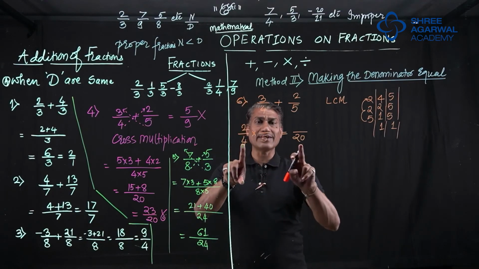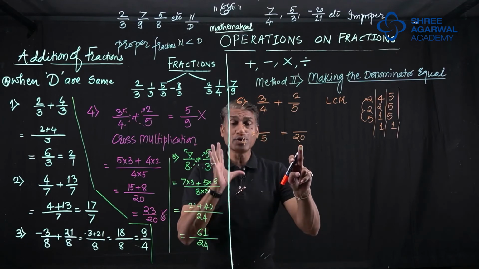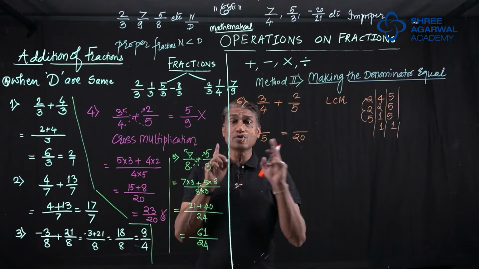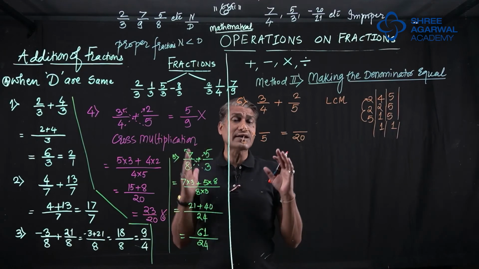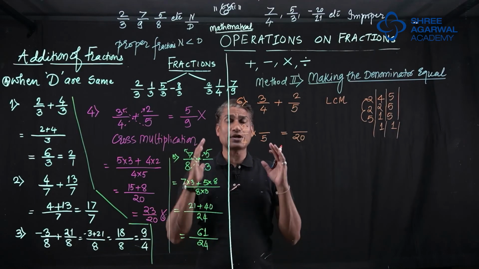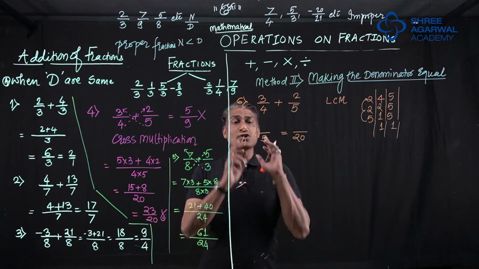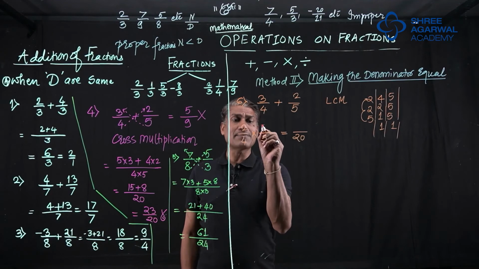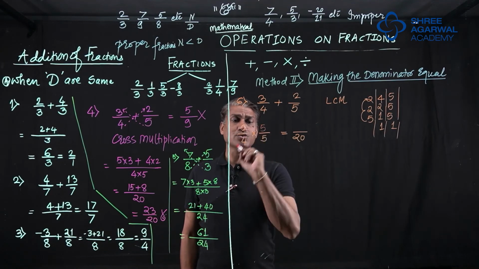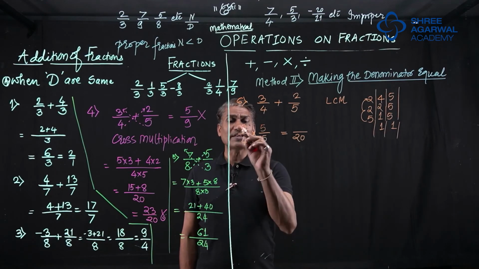4 5s are 20. But you remember, in maths, you must be knowing this golden rule. You can do anything, but you can't change the value of the fraction or the number. So if I am multiplying by 5 in the denominator, I have to multiply by 5 in the numerator also. So it means 2 upon 4.